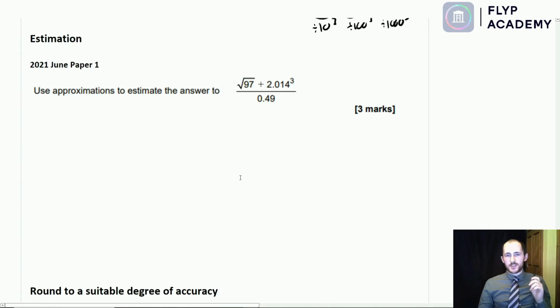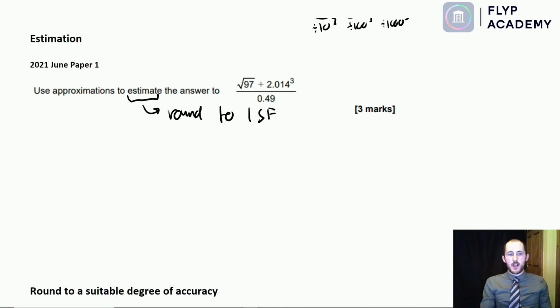And the last 2 points are to do with estimation and degrees of accuracy. Whenever it says estimate, or using approximations to estimate, you round everything to one significant figure. That's it. Don't worry about anything else. So this turns up in a non-calculator paper: round everything to 1 SF.